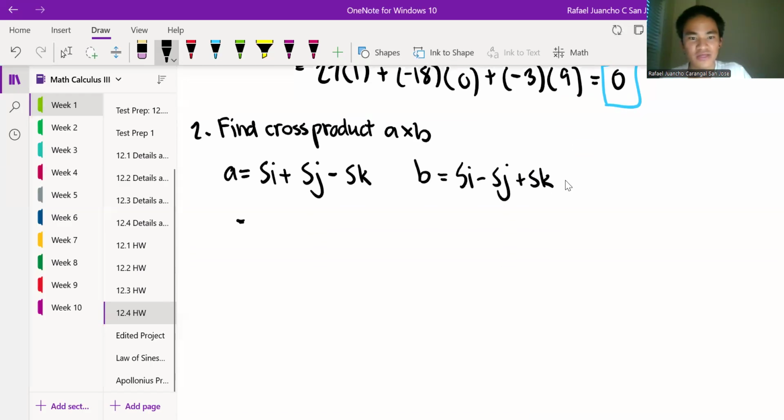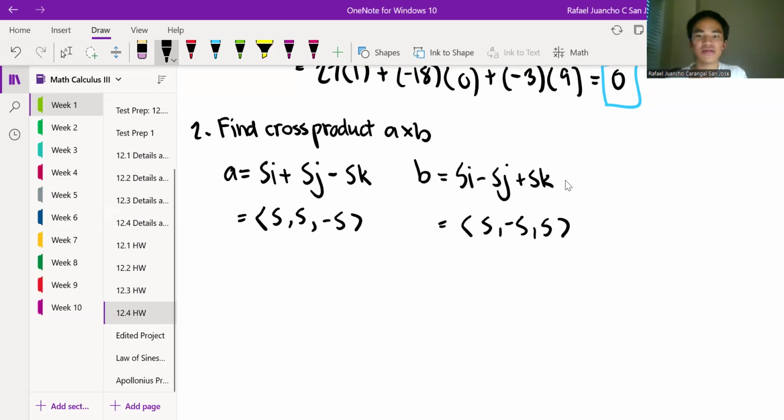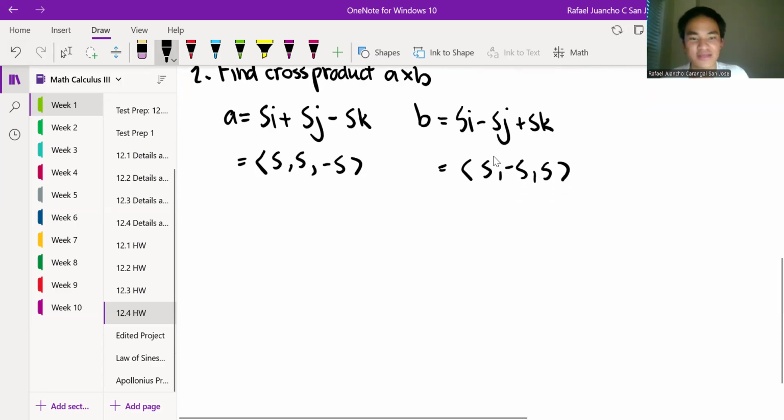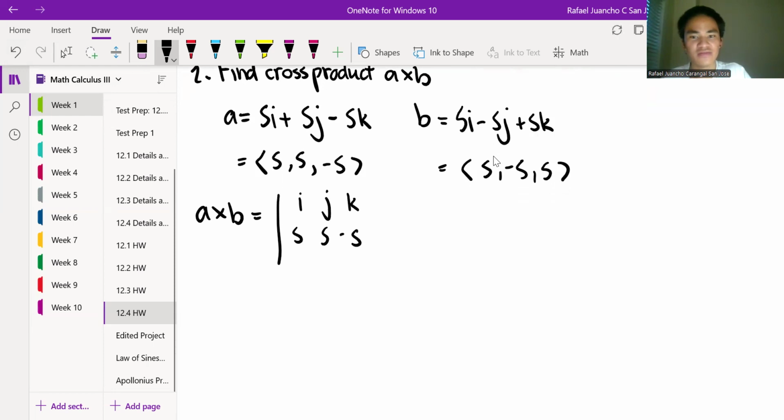Okay. And we can actually translate these into vectors. We're getting rid of the ijk, because at least I'm not used to doing it like that. Now we find their cross product. So we go I, J, K, 5, 5, negative 5, 5, negative 5, 5.